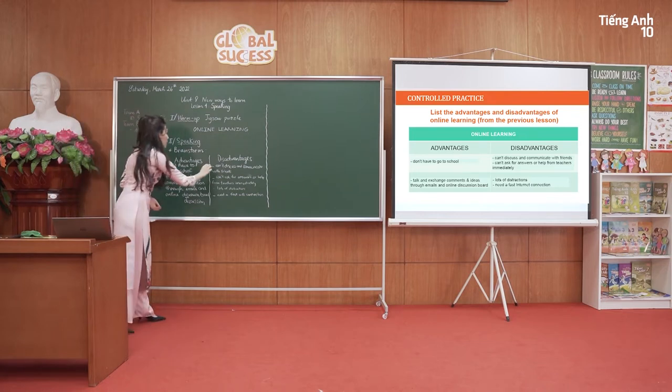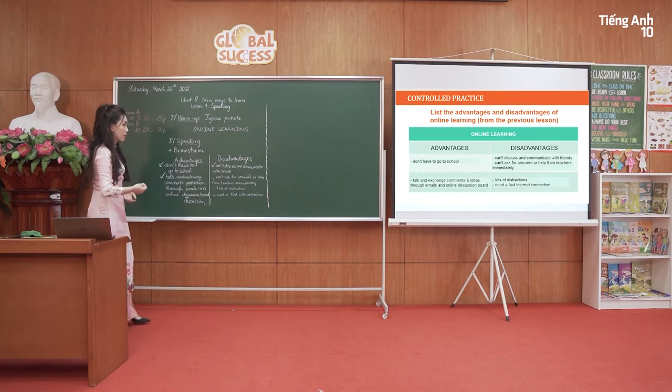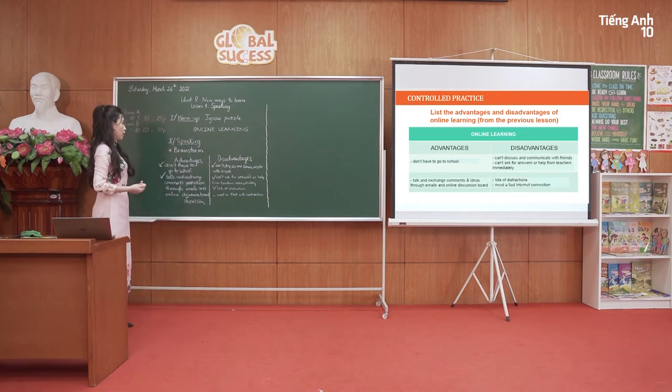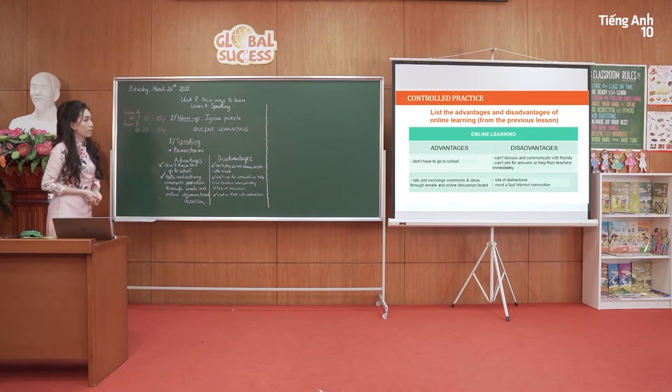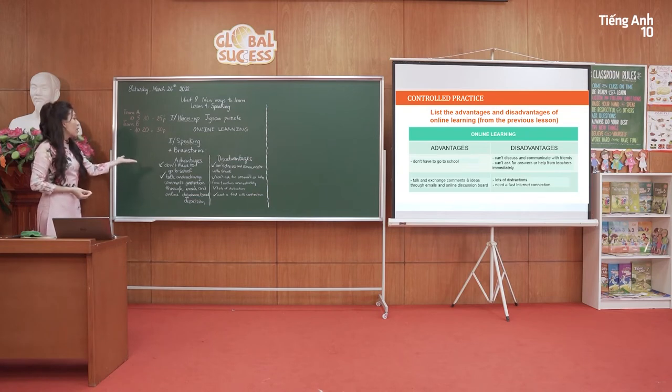Okay, it's correct. And the second disadvantage is that you can't ask for answers or help from your teachers immediately. And there are lots of distractions. Correct. And also, when you learn online, you need a fast Wi-Fi connection. So yeah, you got it all correct. So these are the advantages and disadvantages from the previous lesson that we have read about, okay?